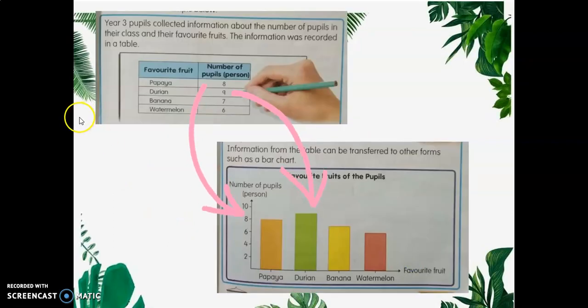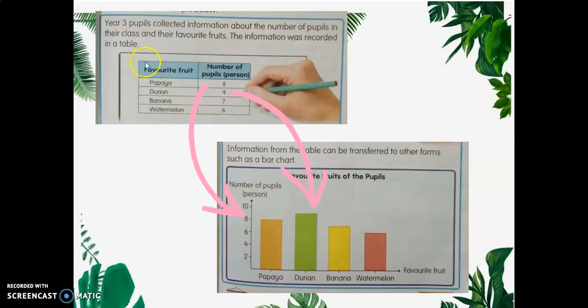Okay, look at this another example. Year 3 pupils collected information about the number of pupils in their class and their favorite fruits. The information was recorded in a table. So, table itself, it is one of the graphic symbols. It can be used to communicate. So, for the fruit papaya, there are 8 pupils who like it. For durian, there are 9 people who like it. Banana, 7, and watermelon, 6 people like it.